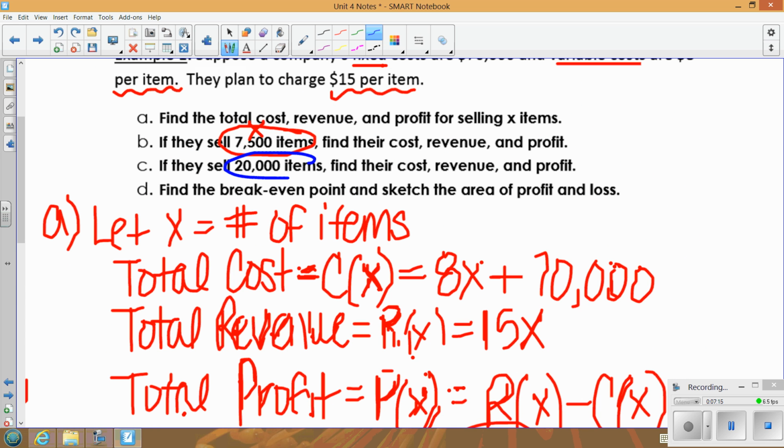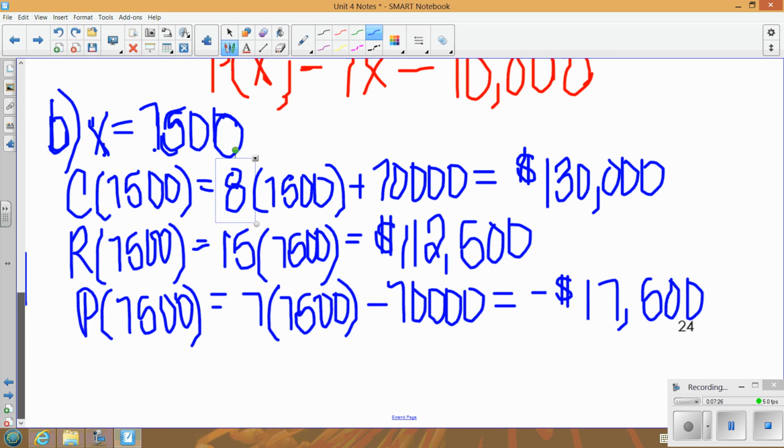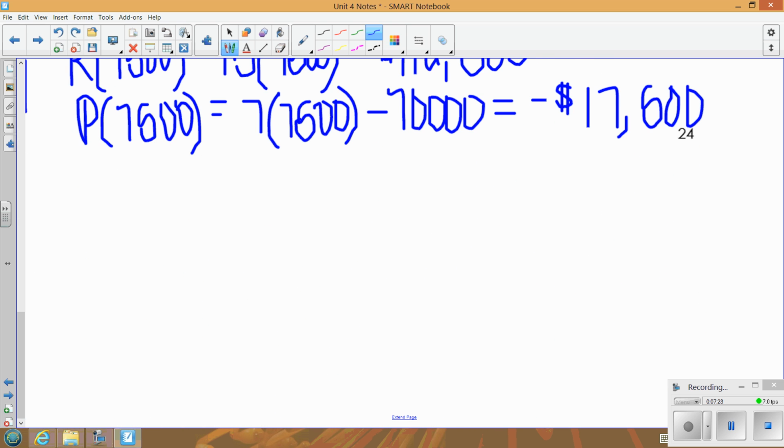So let's look at another situation, which is part C. What happens if they up that and they sell now 20,000 items? Is that going to help? Is that going to make their profit positive, where they're actually making money? So we're going to do the same exact thing that we just did for part B, but for 20,000. So we're going to let x equal 20,000 items.